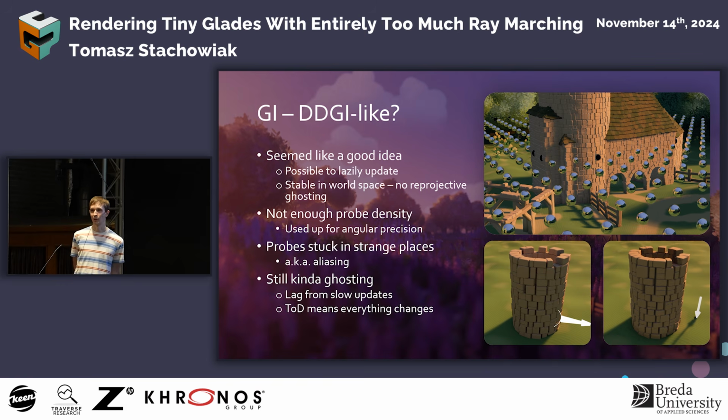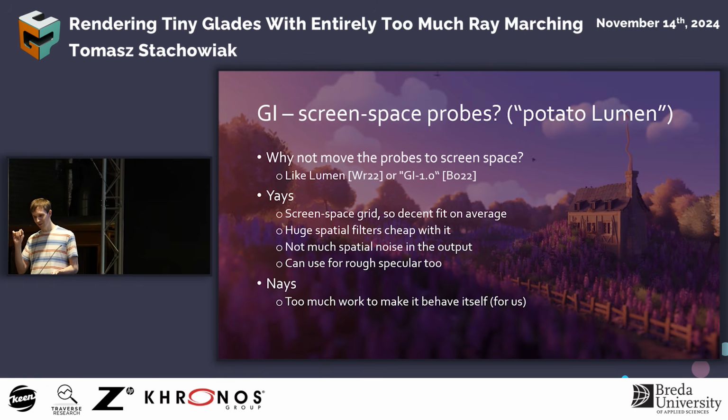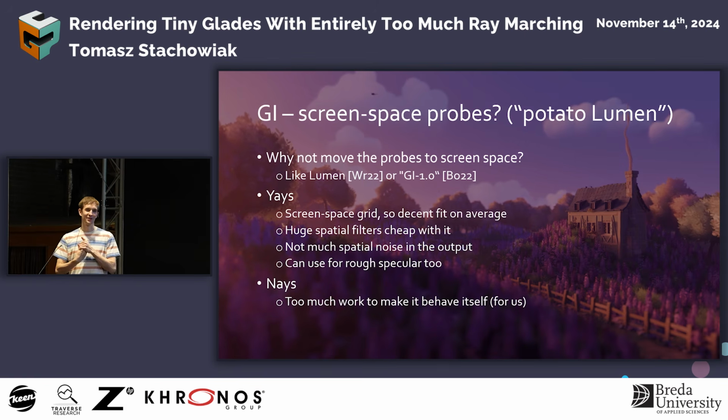And it turned out they were still ghosting anyway, because if you had a building and then you resize it, shrinking it, for example, turns out the part which was inside is now outside, and it's darkening your outside for some reason, because it's just lagging with the updates. And because of our time of day, everything was updating anyway, so the whole lazy updating went kind of out the window. So we looked into another thing which was popular at the time, which was moving the probes to screen space, kind of like Lumen or GI 1.0.